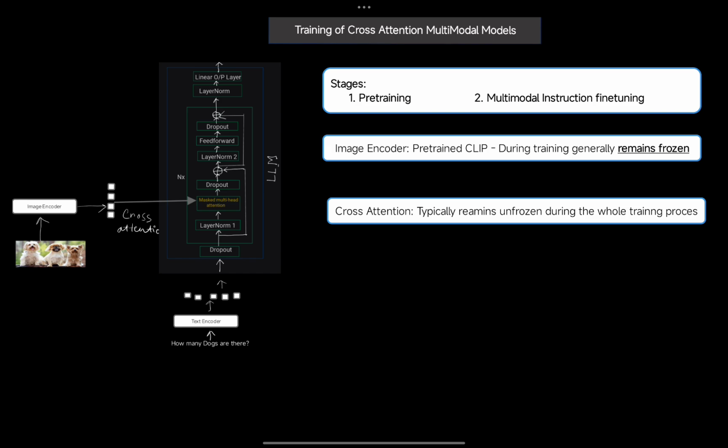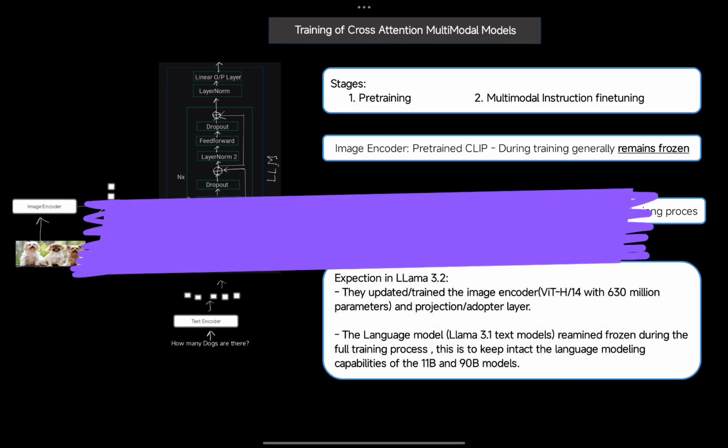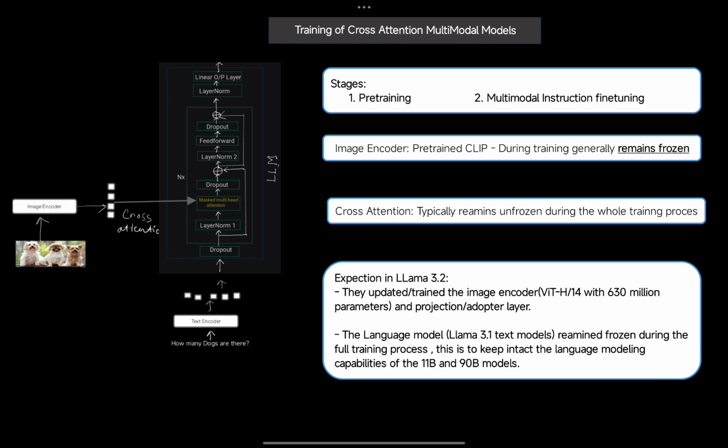So whatever calculations are done using this cross attention in the masked multi-head attention layer, those parameters remain unfrozen throughout the training process, right? The exception I was talking about has happened in the recent Llama 3.2 model, where they have updated or trained the image encoder and the projection layer. Here also we use the projection layer to match the shape of the image embedding with the text encoder, so that gets updated during the training phase.